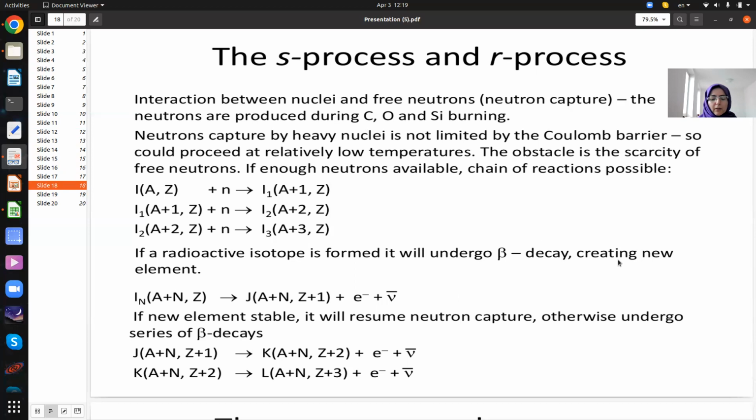We can have heavier elements by capturing neutrons. Then we can have beta decay, as you see in these relations.